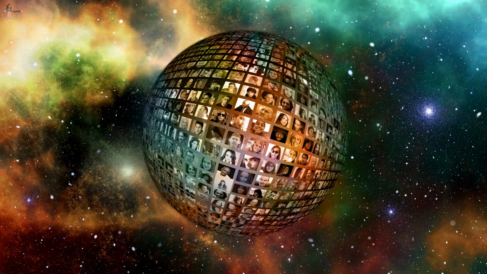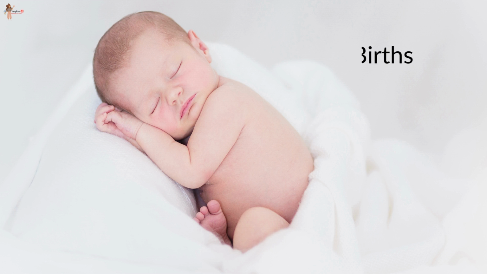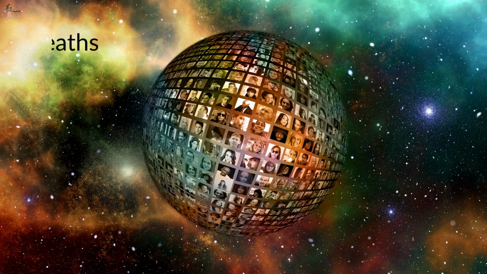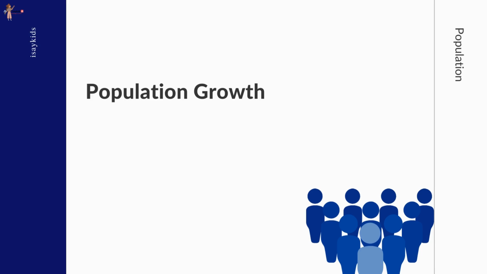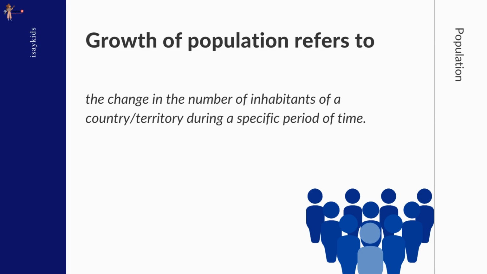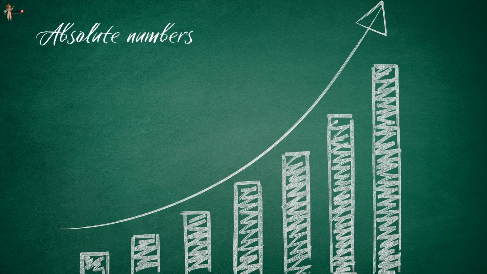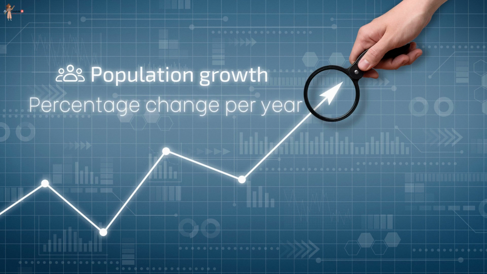This is the influence of the interaction of the three processes, namely births, deaths, and migrations. Growth of population refers to the change in number of inhabitants of a country or territory during a specific period of time, say during last 10 years. Such a change can be expressed in two ways, in terms of absolute numbers and in terms of percentage change per year.